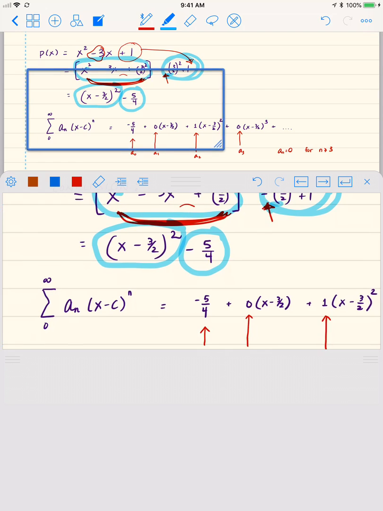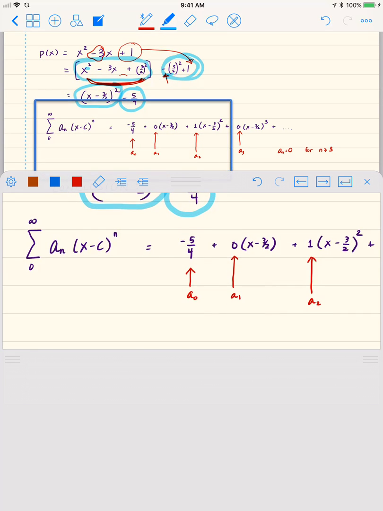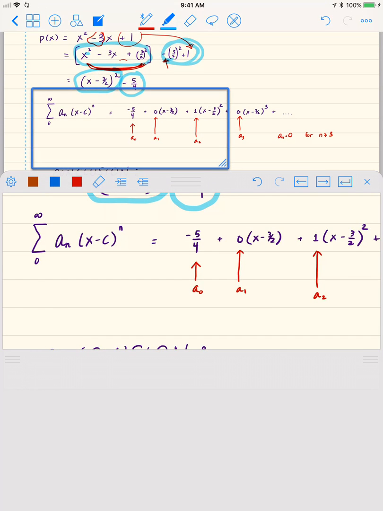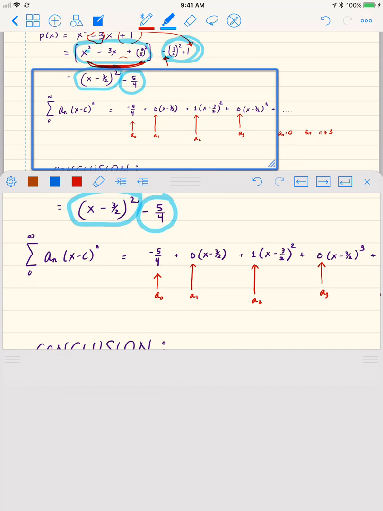Okay. So now how is x minus 3 halves quantity squared minus 5/4 a power series? Well, let's look. We can write it as a power series by figuring out what the coefficients are. Right off the bat, based on the way we've written it here, the center of our series is going to be at 3 halves, because it's x minus 3 halves.